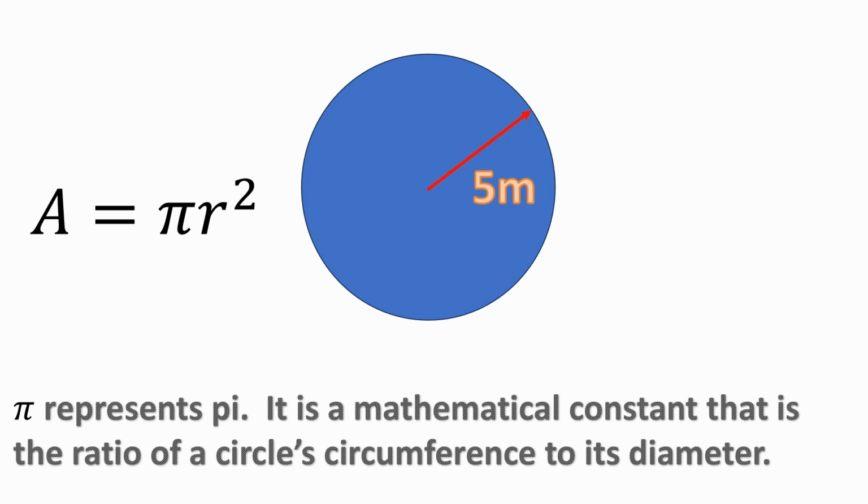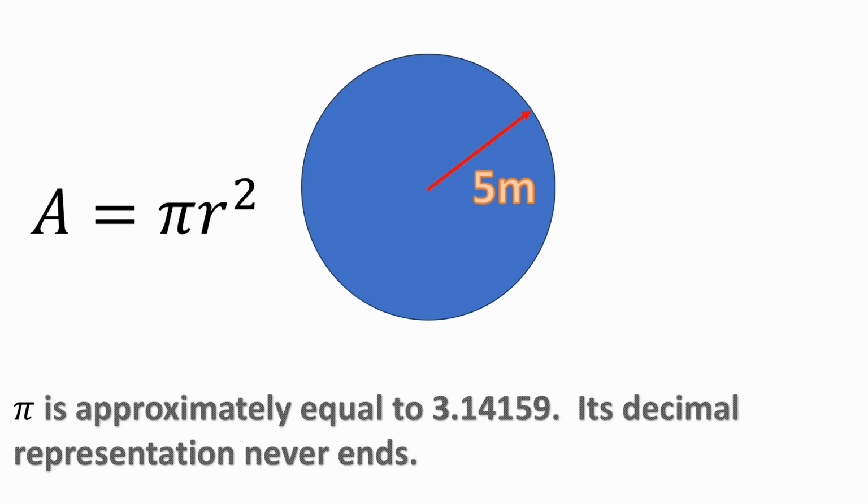If you remember, the diameter would be twice the radius. So if the radius of a circle is 5 meters, then from one side of the circle to the other would be 10 meters, so it's just double that. Pi is approximately equal to 3.14159. Actually, its decimal representation never ends. It just keeps going on and on. But it's pretty close to 3.14159.